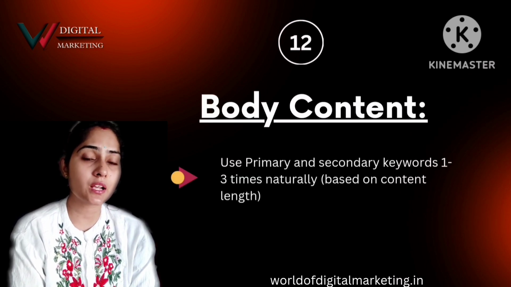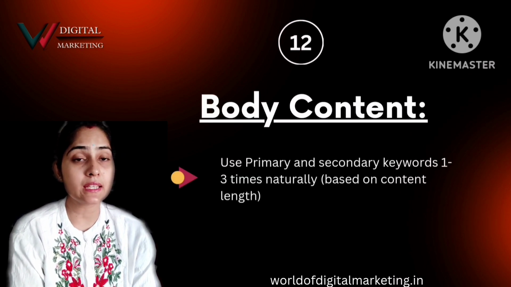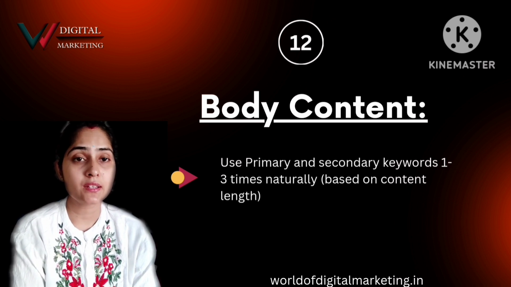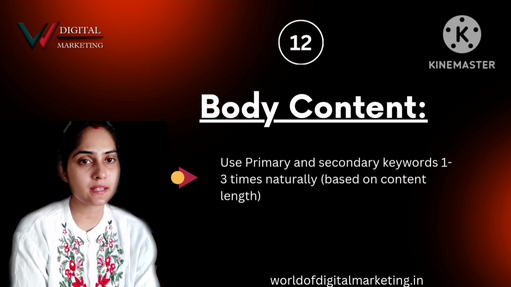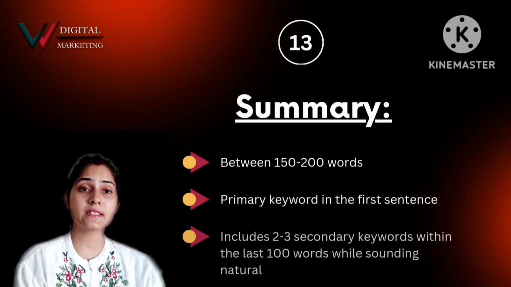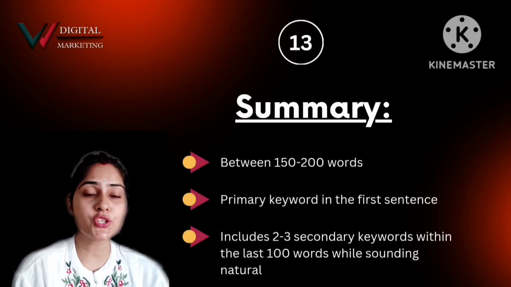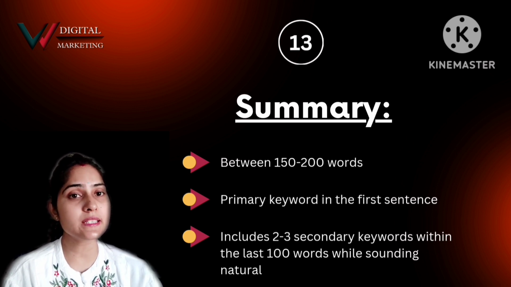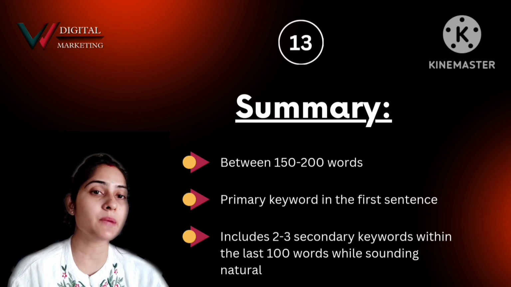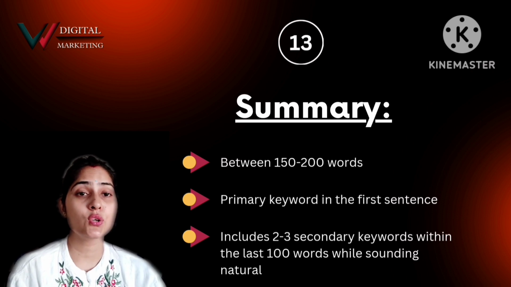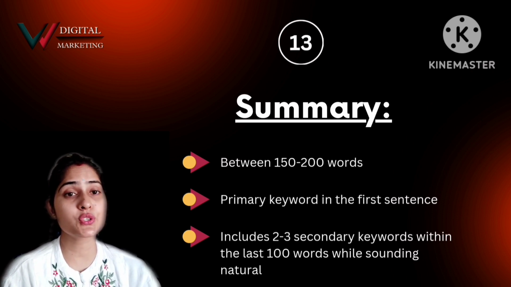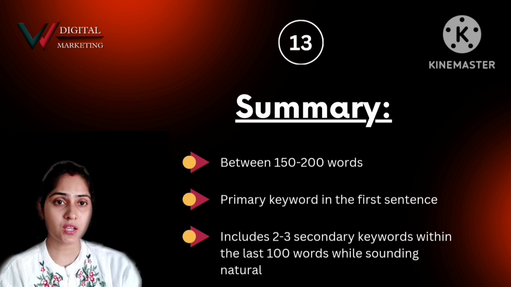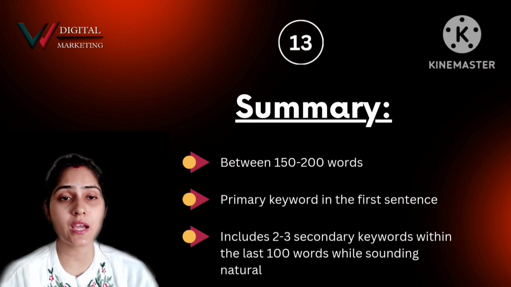Body content should include the primary keyword and secondary keywords 1 to 3 times naturally, based on content length. Next is summary. Summary should be between 150 to 200 words and the first sentence of the summary should contain the primary keyword, and 2 to 3 secondary keywords should be included in the last 100 words of the content, but it should sound natural.